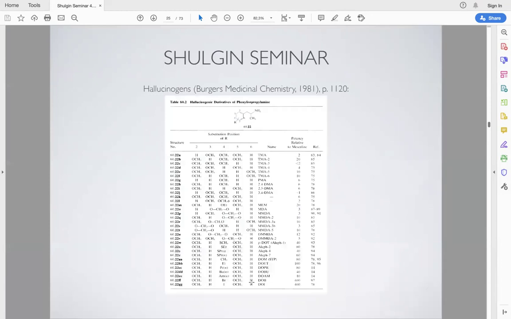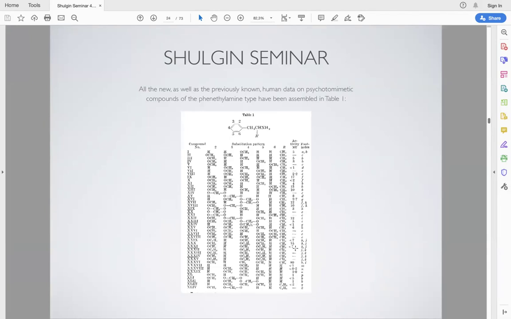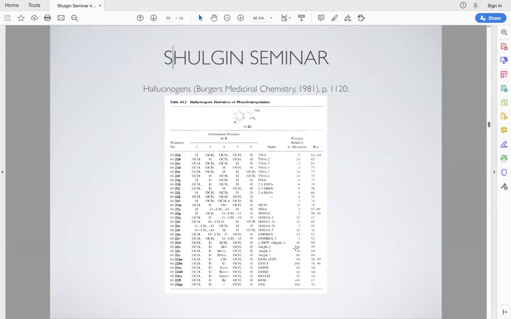With names listed. So he starts with TMA, then DMA, then various MDA and MDMA types, then the Aleph family, Paradot, Aleph 1, and so on, and then DOM, DOET, and so on. So for some reason, the names were not listed in the 69 paper. I have no idea why.